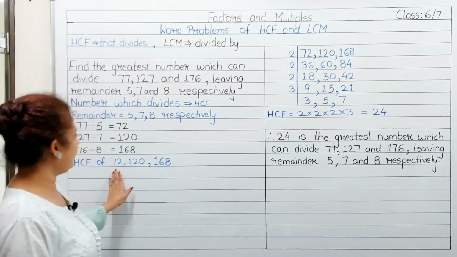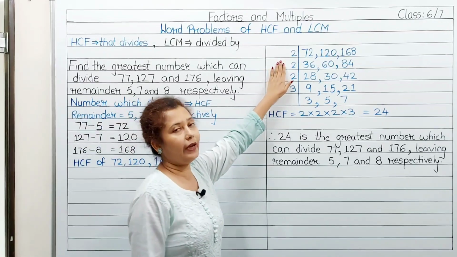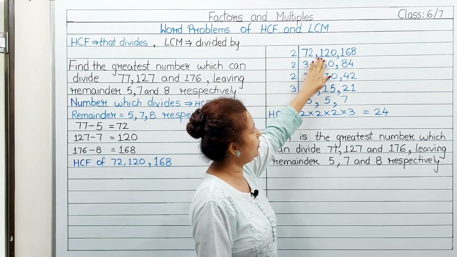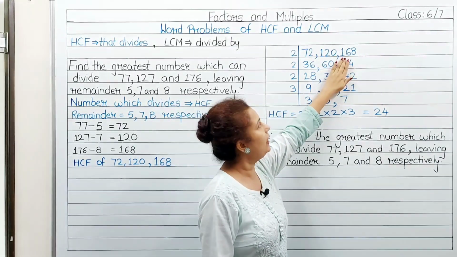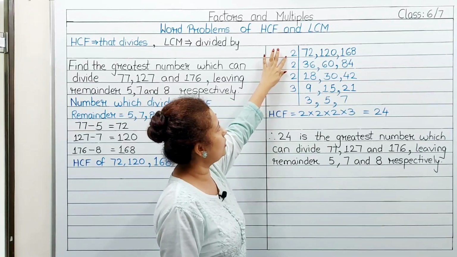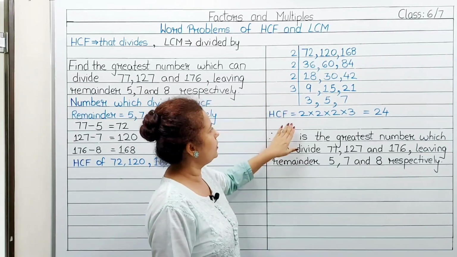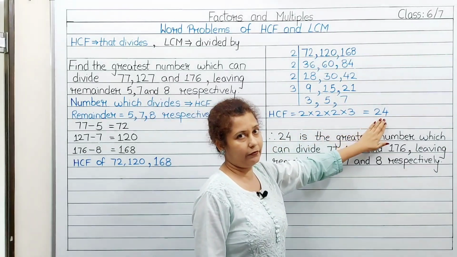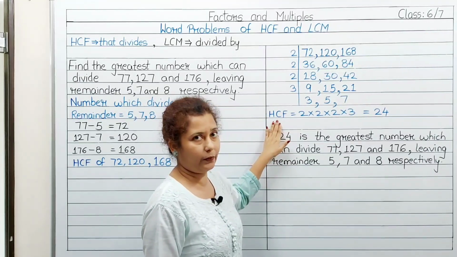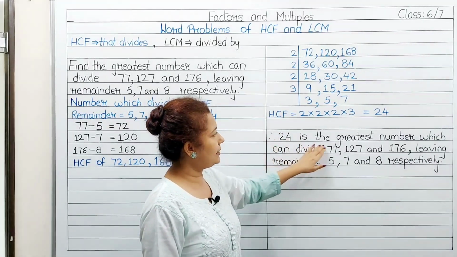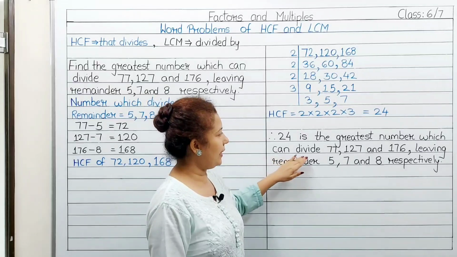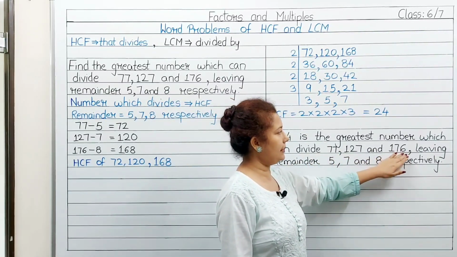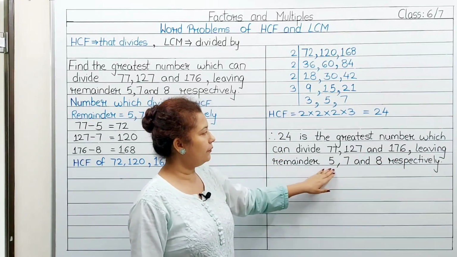So we have subtracted and we got the numbers. Now we have to find HCF of those numbers. So we will find HCF of 72, 120 and 168. So the factors are 2, 2, 2 and 3. So 2 into 2 into 2 into 3 is equals to 24. So HCF is 24. Therefore, 24 is the greatest number which can divide 77, 127 and 176, leaving remainder 5, 7 and 8 respectively.